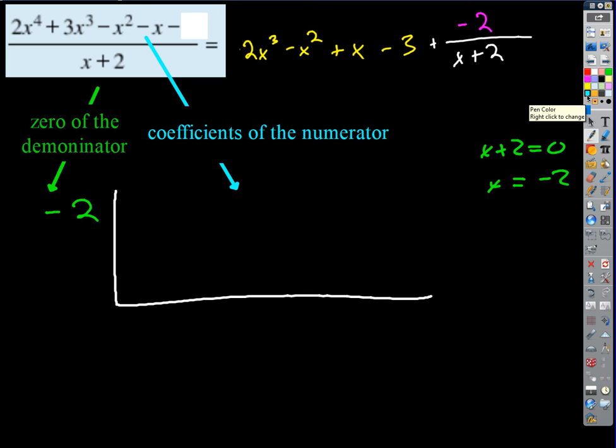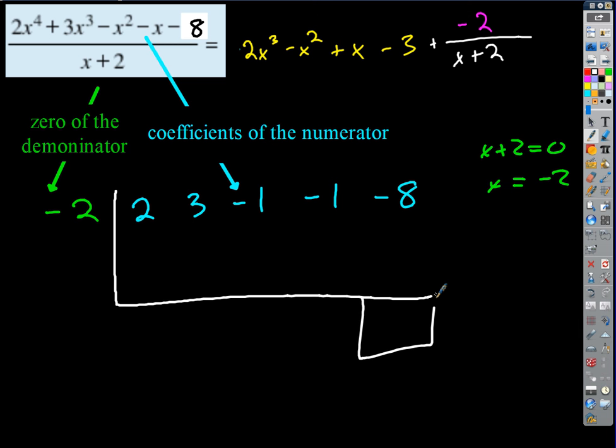The coefficients of the numerator are all going to get lined up in order in the first row inside the bracket. So what are my coefficients in order of the numerator? 2, just the numbers, 2, negative 8. Okay? And underneath the constant goes our remainder box. Okay, now let's watch how this works.